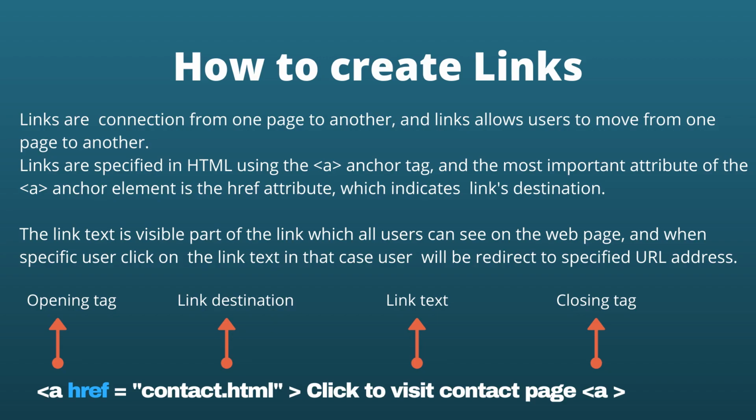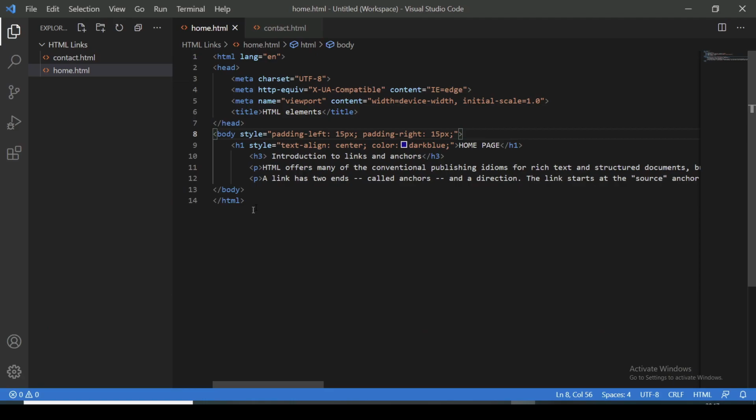Link text is the visible part of the link, which all users can see on the web page. And when a user clicks on the link text, the user will be redirected to the specified URL address. I created two HTML pages, home and contact. So I want to add a link inside the home page, and when I click on this link, I will be redirected to the contact page.